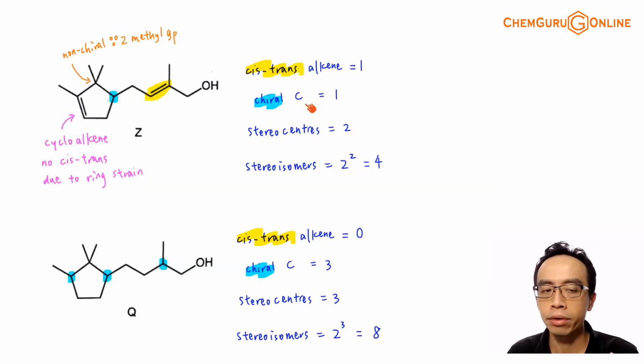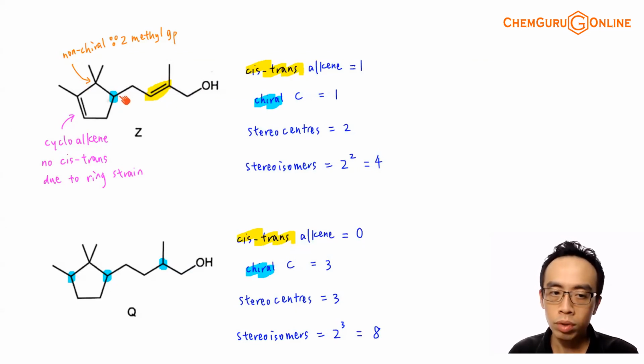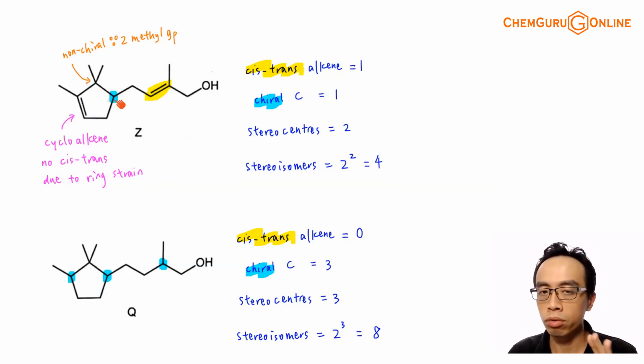Now next, how about chiral carbon? If you keep in mind, what we need to look out for is carbon bonded to 3 groups or carbon bonded to 4 groups. Now there's only one chiral carbon here. This carbon that we've highlighted in blue is bonded to 3 things. Remember, there's a hidden hydrogen. So this is actually bonded to 4 different groups. This carbon will be chiral.